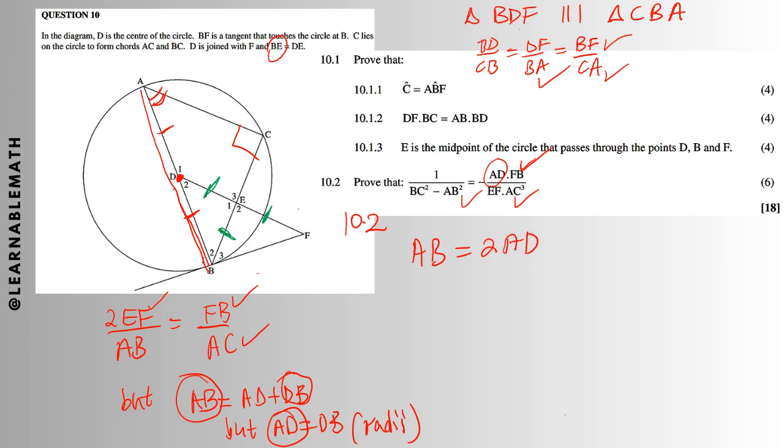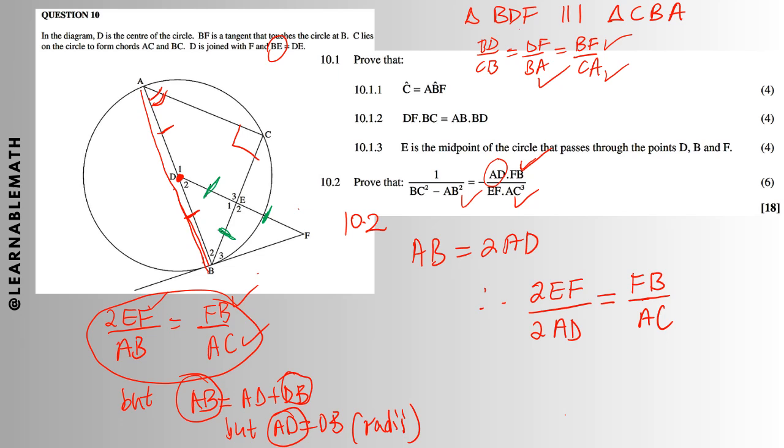After getting this, I can go back to my proportionality here and substitute. Therefore I now have 2EF over AB is the same as 2AD, which is the same as FB over AC. Can you see? From this moment you can see we are heading somewhere. 2 over 2 will cancel, so the 2 will go away. Then check something: how can I get EFAC equals ADFB? I can just cross multiply, because if you cross multiply like that, you'll get EFAC and ADFB.